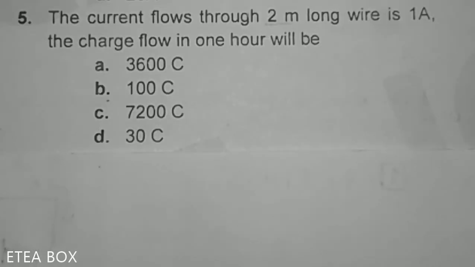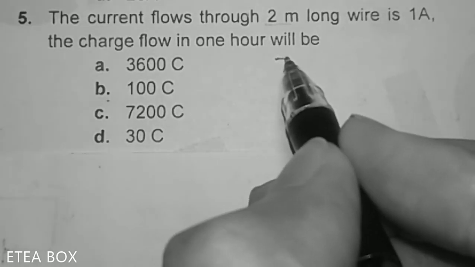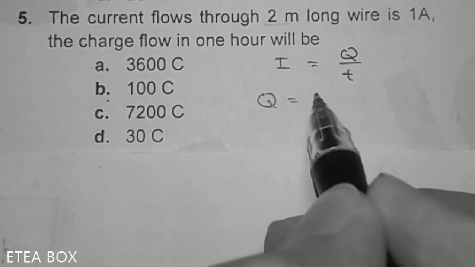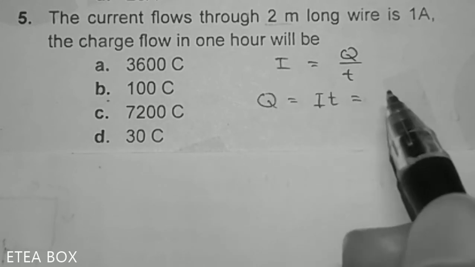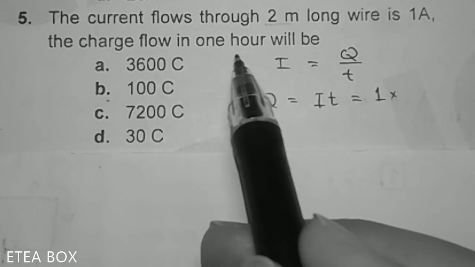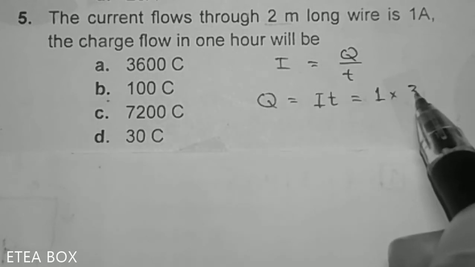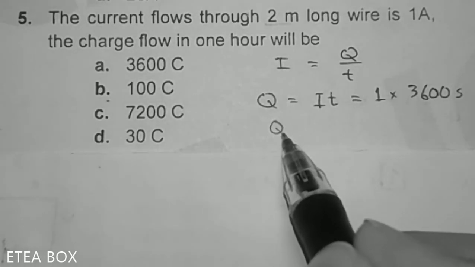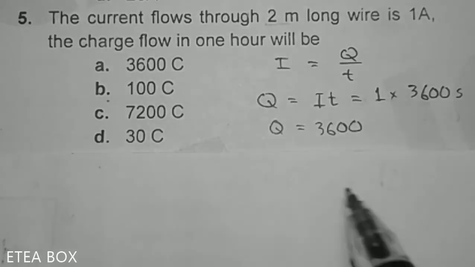Fifth: the current flowing through a 2 meter long wire is 1 ampere. The charge flow in 1 hour is, so here we have to find the charge. We know that current is equal to Q divided by T, and charge is equal to I times T. Here the current is 1 ampere and the time is 1 hour, so 1 hour is equal to 3600 seconds. So the charge is equal to 3600 coulomb. Here option A is correct.